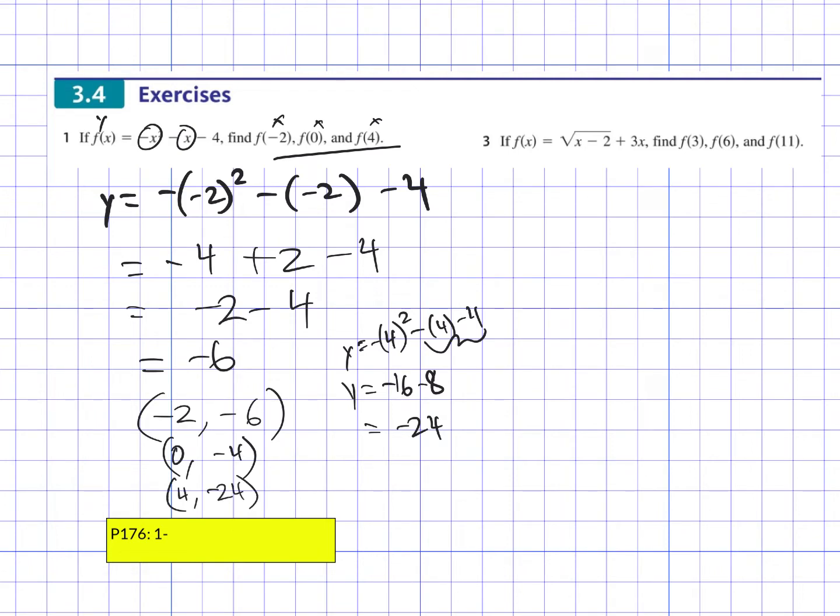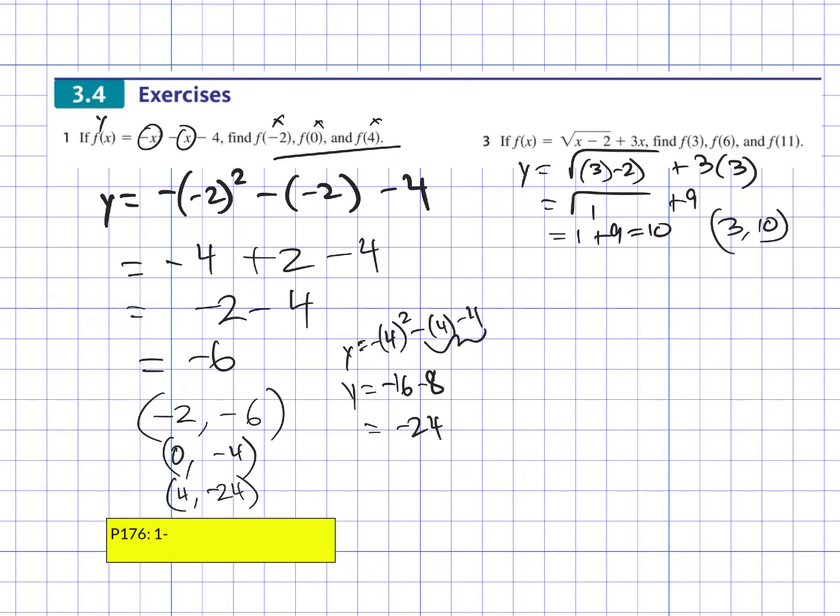All right, so number 3, do the same thing. So y equals the square root of 3 minus 2 plus 3 times 3. And that is the square root of 1 plus 9. Square root of 1 is 1. 1 plus 9 is 10. So we get 10.